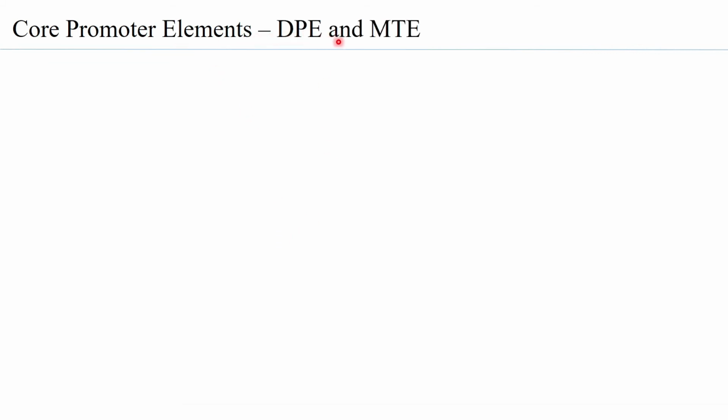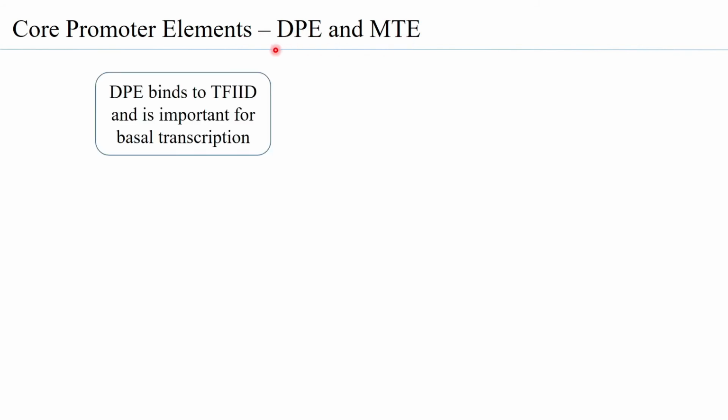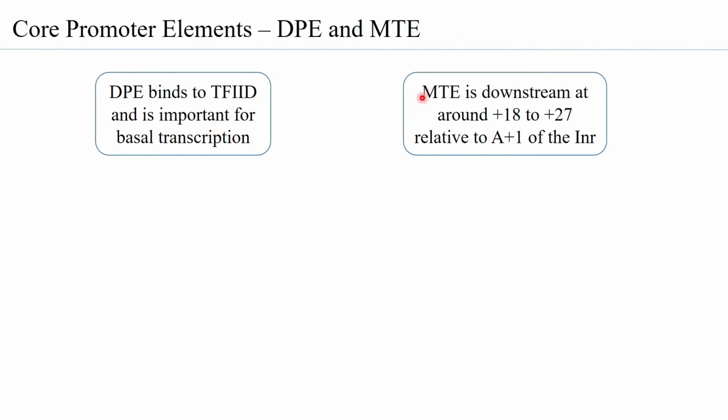Then we come to DPE and MTE. The downstream processing element binds to the TF2D, and it is important for basal transcription. That means binding of the DPE to TF2D has been observed to initiate transcription. MTE stands for motif 10 element, and it is present downstream at around plus 18 to plus 27 relative to the start point of the gene, which is again encompassed by the initiator region.